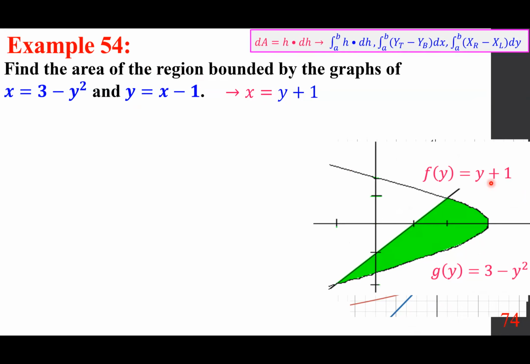So f of y, or x equals y plus 1, that's the line. G of y, or this one is 3 minus y squared. We make it a function of y. The reason we make both of them function of y, this is a function of y, and this one we change it so that we use it in the same manner. Now we need a typical rectangle. We also need to know points of intersection.